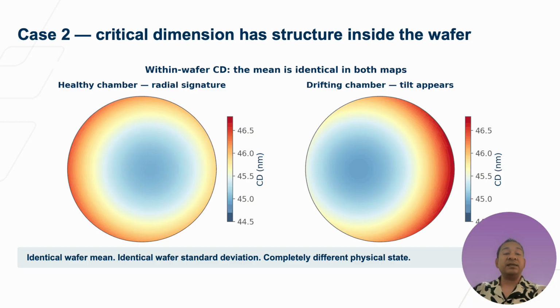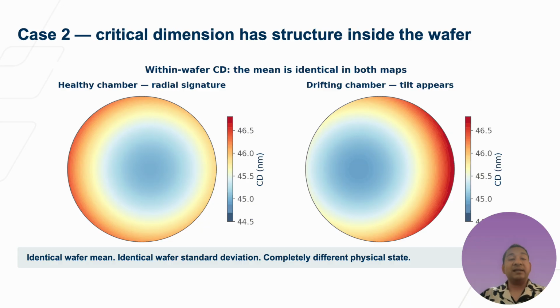One side of the wafer is systematically different from the other. Now, identical wafer mean, identical within-wafer standard deviation. Each summary statistic you would put on the control chart is the same for both wafers. Both plot at exactly the same point on your X-bar chart and your R chart. No rule fires, nothing is flagged.